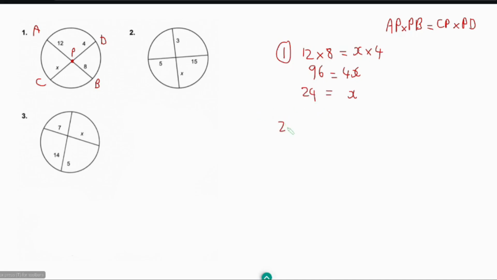Question 2. Let's just label. AP is 3, PB is x, CP is 5, PD is 15. So we have 3x is equal to 75. Divide both sides by 3, x is 25.